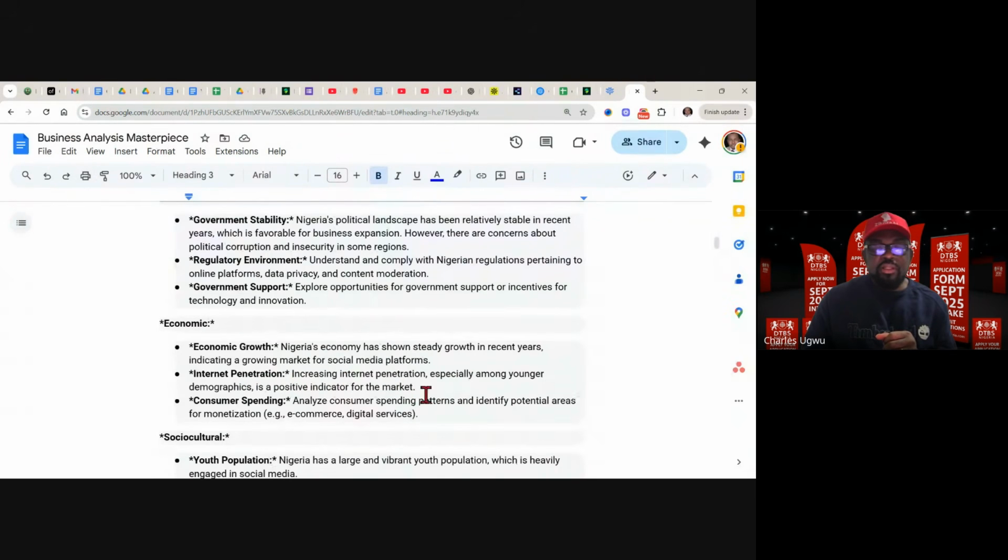Increasing internet penetration, especially among younger demographics, is a positive indicator for this market. So, years back, we didn't have this kind of access to the internet. Now everybody has access to the internet.